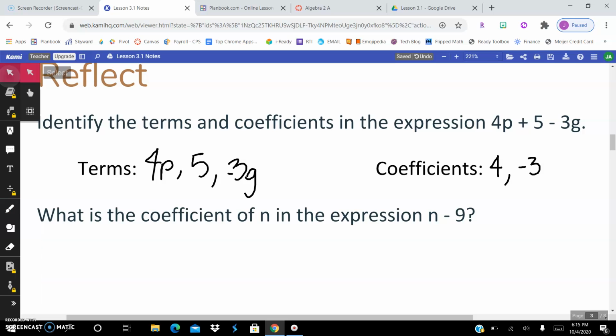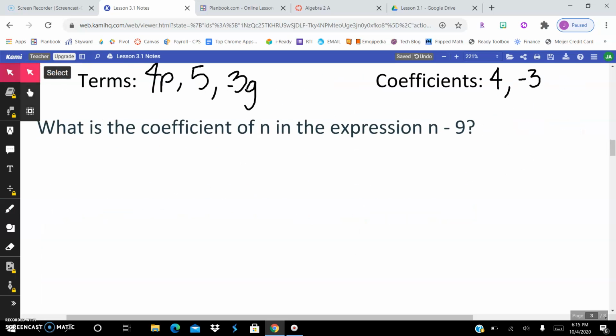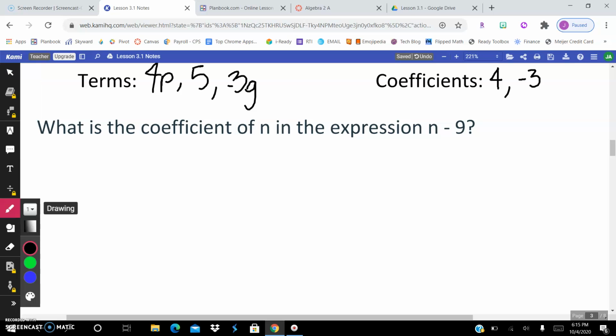And then my next question, what is the coefficient of the n in the expression n minus 9? Well, there's not a number out there, so it is a 1. We have one n. We don't have multiple n's, and we don't write the number 1 in front of our variables. So whenever you see just a regular variable by itself, the coefficient in front is 1.